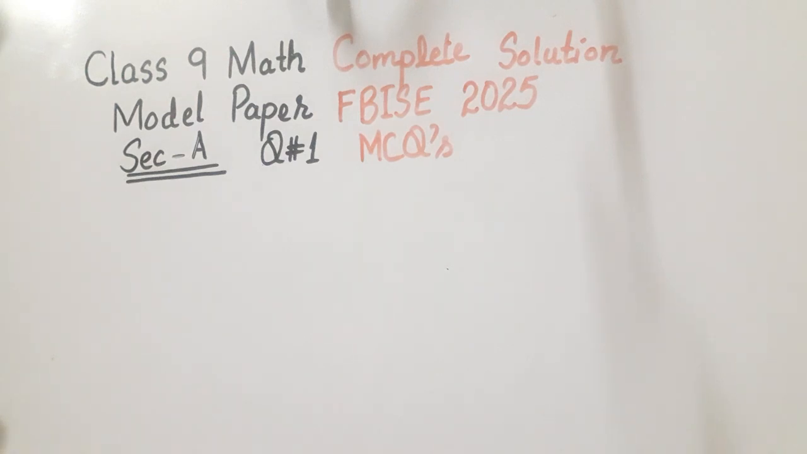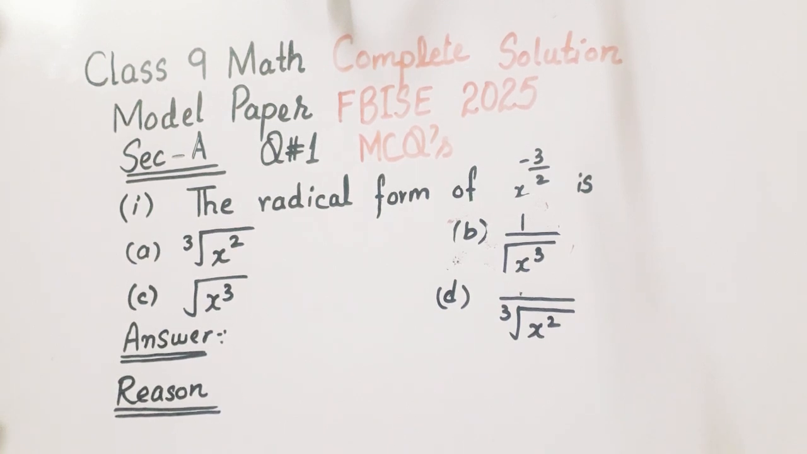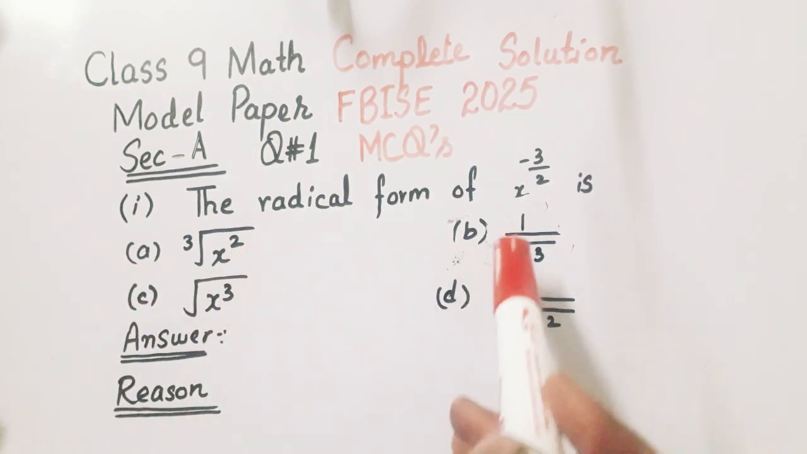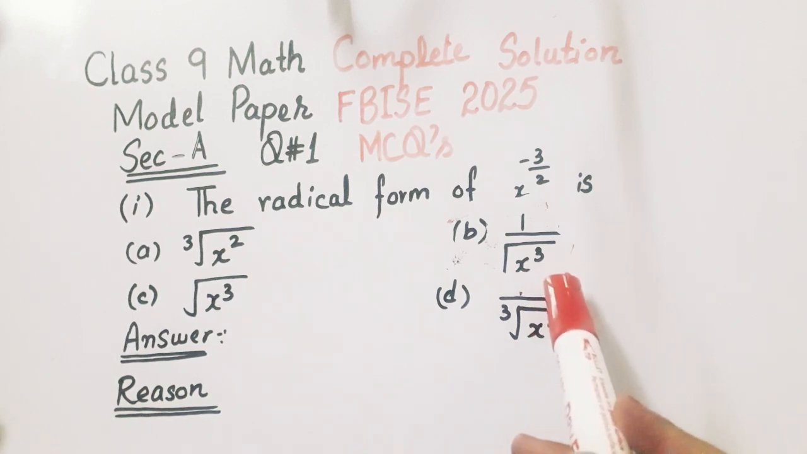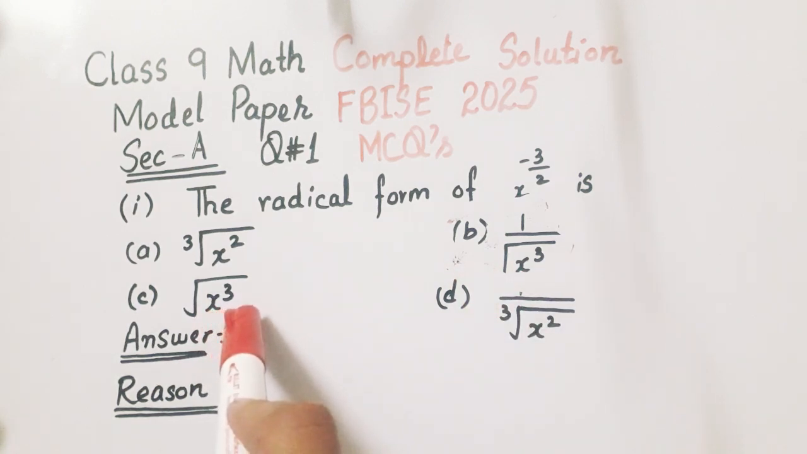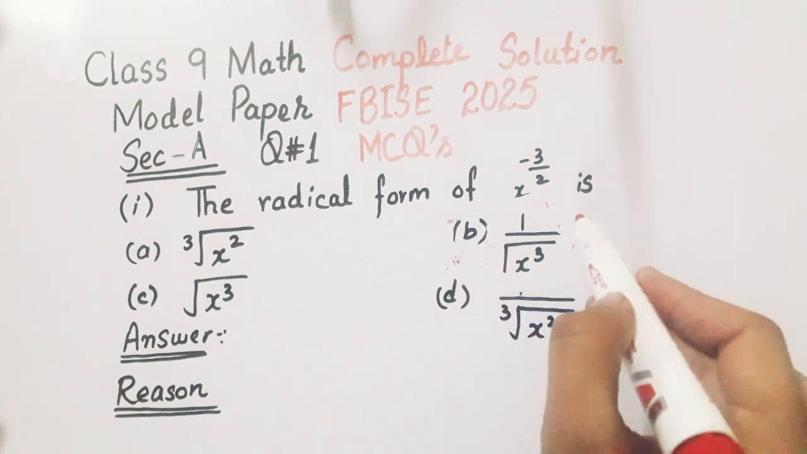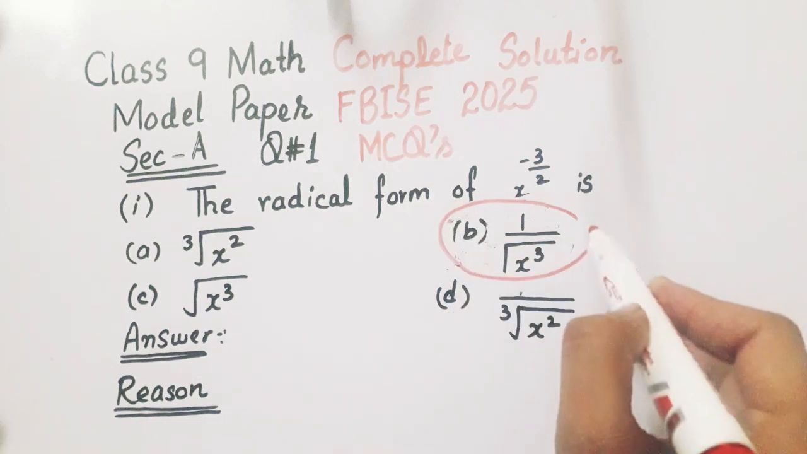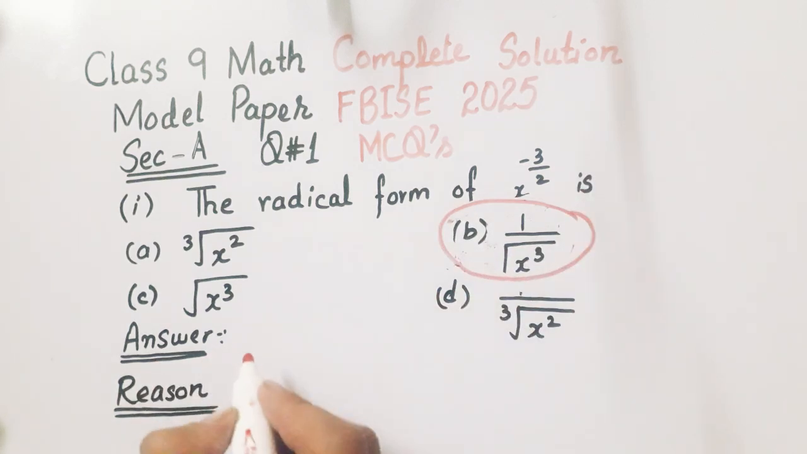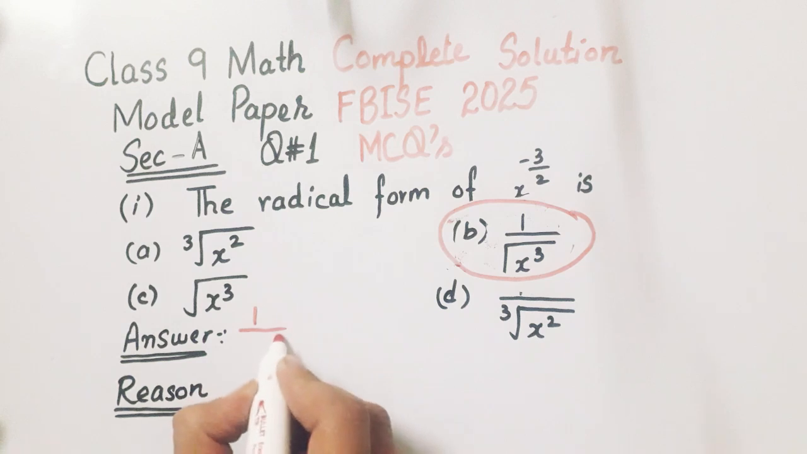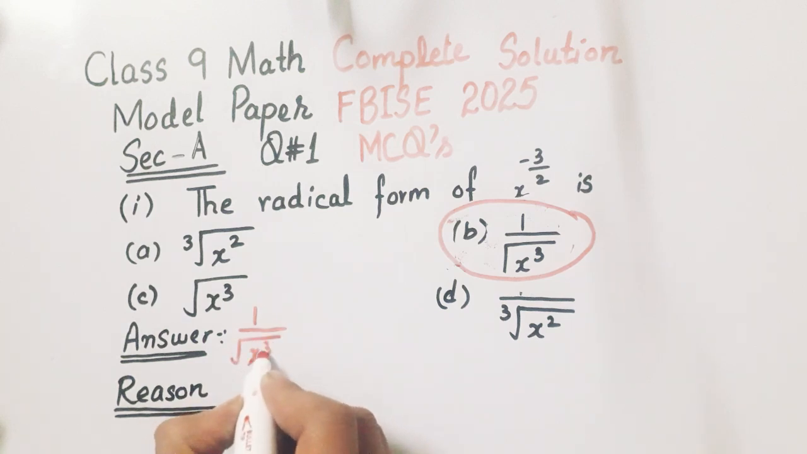Now we will solve the first part. The first part asks: the radical form of x raised to power minus 3 by 2 is? The first option is the cube root of x squared, the second is 1 by square root of x cube, the third is square root of x cube, and the fourth is 1 by cube root of x squared. Now the correct option is B. We will write the answer: 1 by square root of x cube.